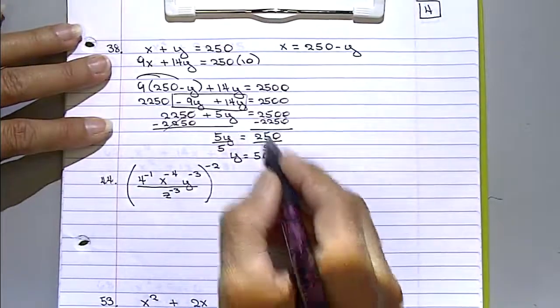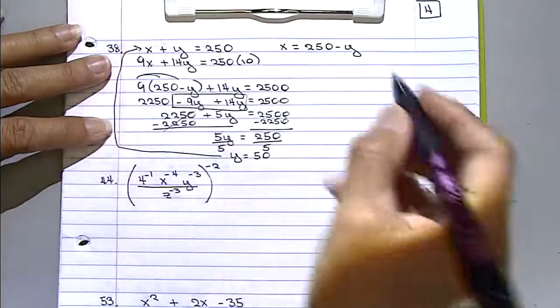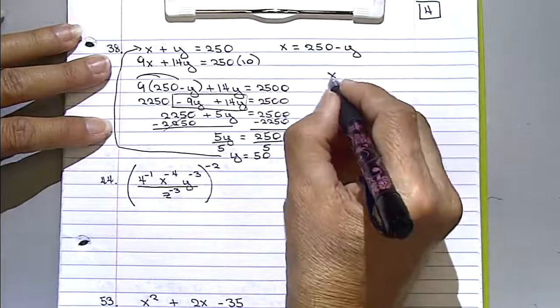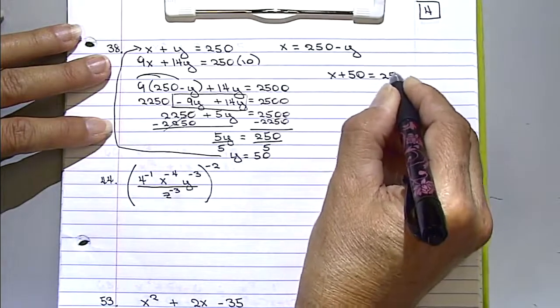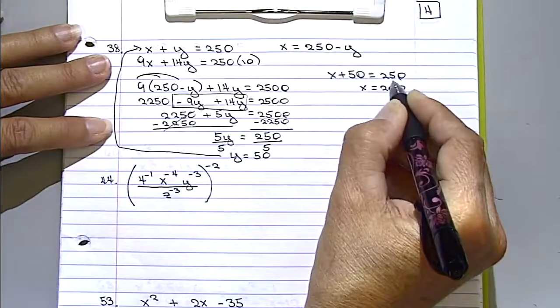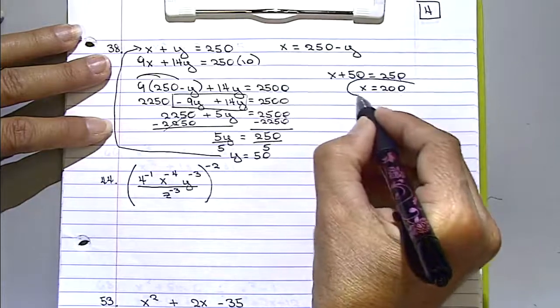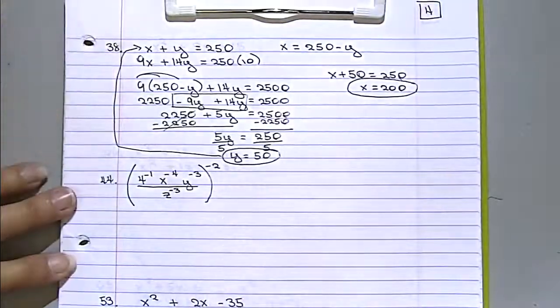Well, let's just put it back into either equation, but I'm going to take it to the easy equation. I'm going to say x plus 50 is equal to 250. And any of you can look at that and say, well, then x is equal to 200, right? So I'm going to have 200 pounds of trail mix, 50 pounds of cashews.